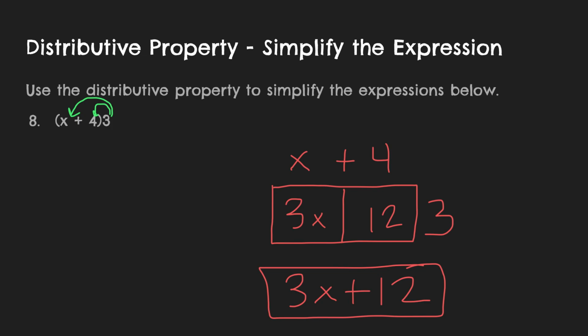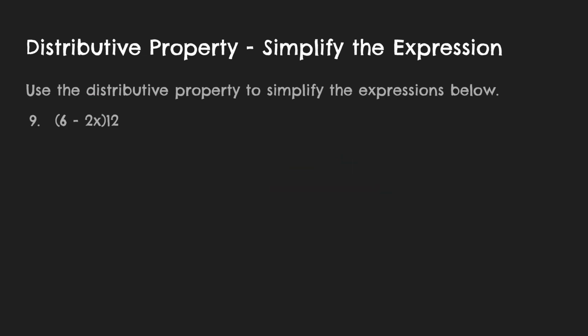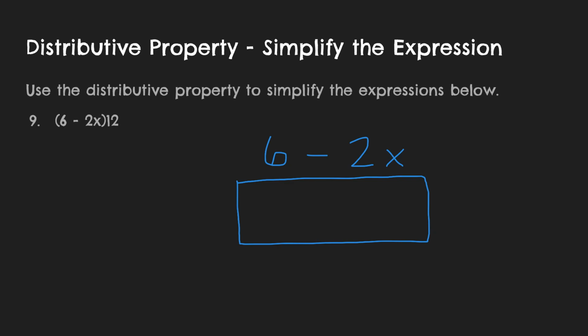But let's try one more just to make sure we understand it. Notice on this one, again, I put the 12 on the right-hand side instead of the left-hand side. Don't let it confuse you. No big deal. So let's do 6 minus 2x. Do my little rectangle. We could put that 12 on either side. I'm going to put it over here because that's where I would put it. If you want to put it on the other side, just to make it look like your expression up here, that's perfectly fine. So 12 times 6, what's that, 72, I think? And then 12 times 2x, I get 24x.